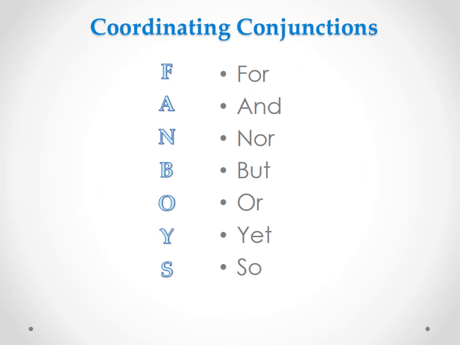So now next, coordinating conjunctions. Here I have presented all of them, and these are to be used in compound sentences. I have explained FANBOYS earlier also. F means for, A means and, N means nor, B means but, O means or, Y means yet, and S means so. To make it easy for you to learn, I've made it like this: FANBOYS.